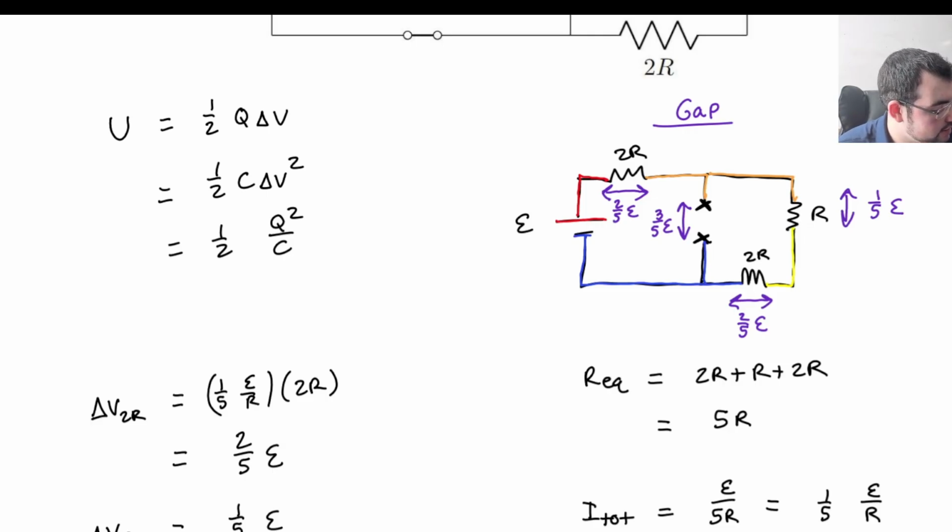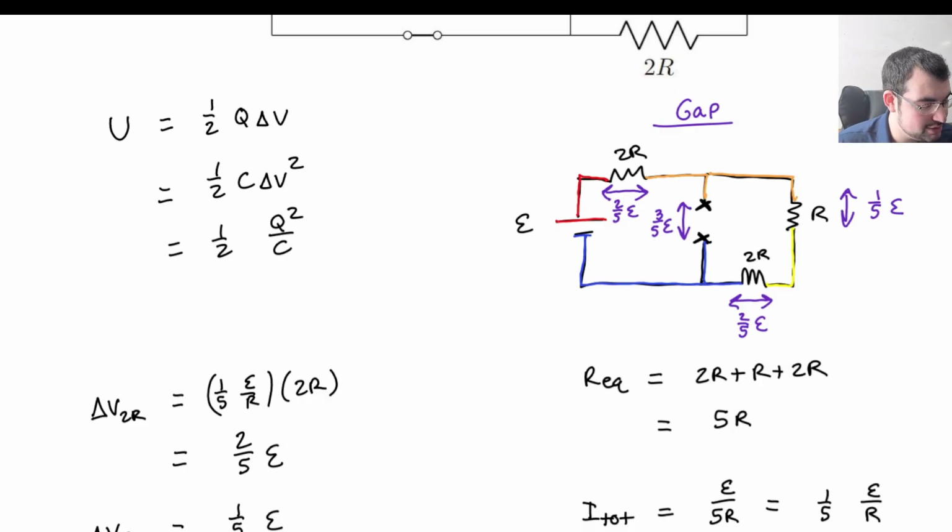Solution 2 says my capacitor color change is orange to blue. So if I go from orange to blue, I can also get from orange to blue by going through this resistor, which is 1/5 epsilon, and this resistor, which drops 2/5 epsilon.